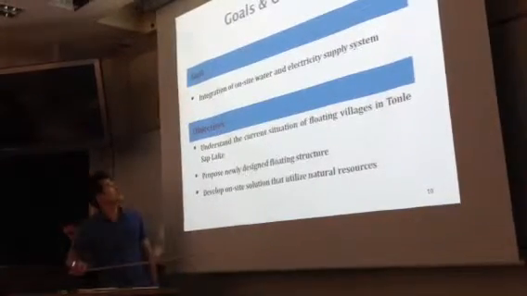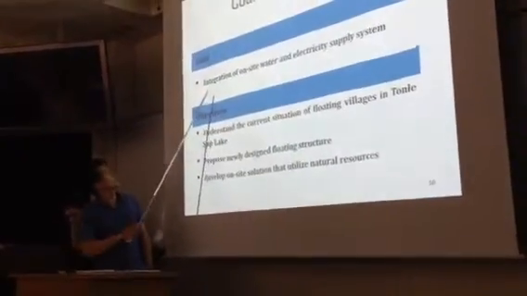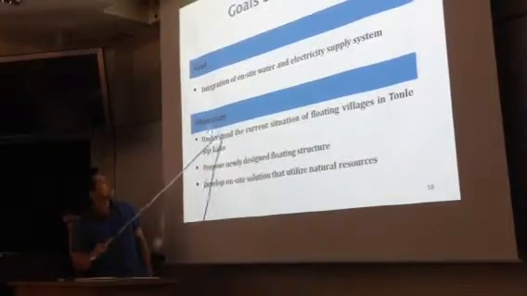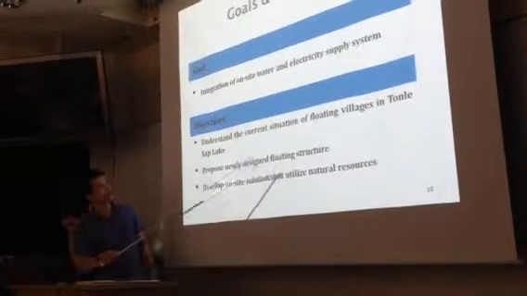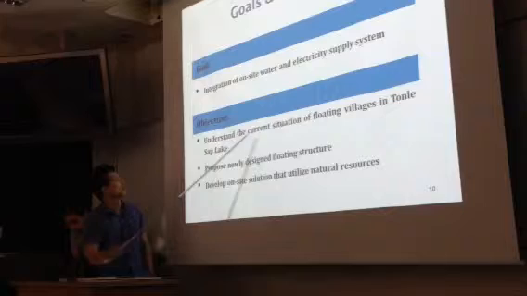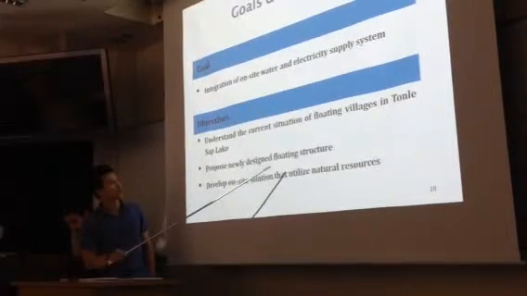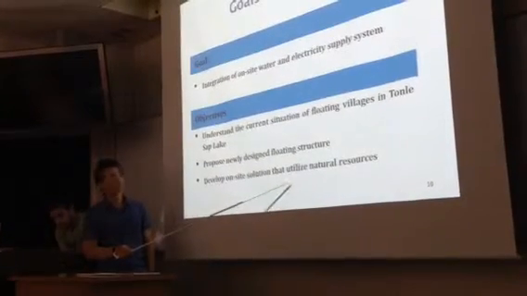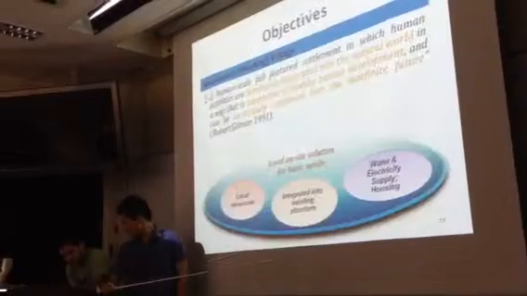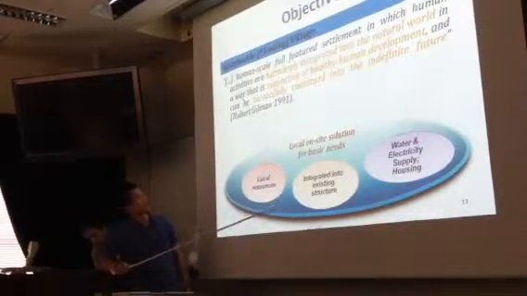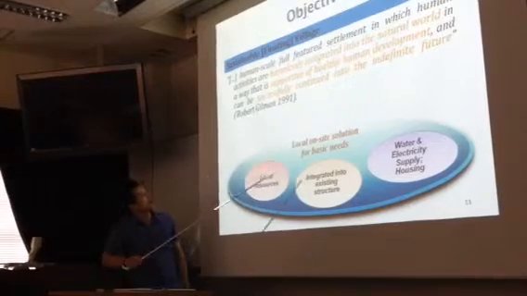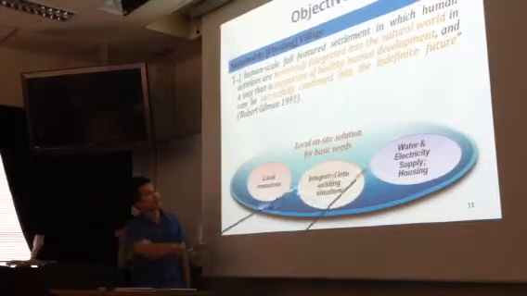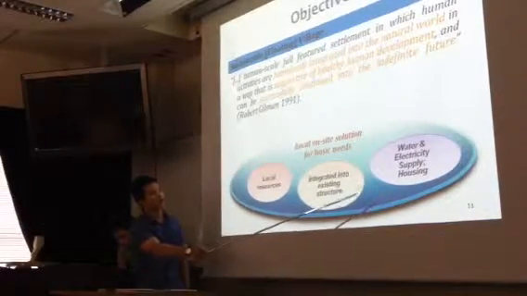This is our main objectives. Our main objective is to integrate an on-site water and electricity supply system. The specific objectives are understanding the situation of Tonle Sap Lake, especially the floating villages, proposing a newly designed floating structure, and developing on-site solutions that utilize natural resources, here wind and rain harvesting. For the sustainable target, we focus on local resources integrated into the existing structure, water, electricity supply, and housing.